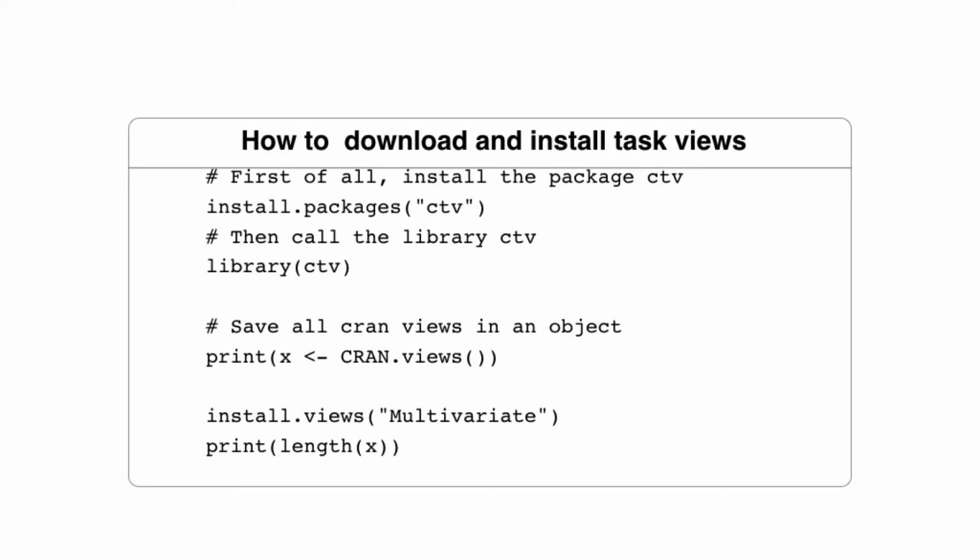And then what you want to do, because when you start installing package CTV, it's going to install quite a few packages, right? So you do it once and then you don't want to do it again, so you put a hash mark, park it somewhere. And then you call that library, and that library is called library within parentheses CTV. At this stage, once you have done these two things, you are pretty much set. So the first thing that you'd like to do is you are going to invoke the function called cran.views, and you want to save the contents of the cran.views into an object.